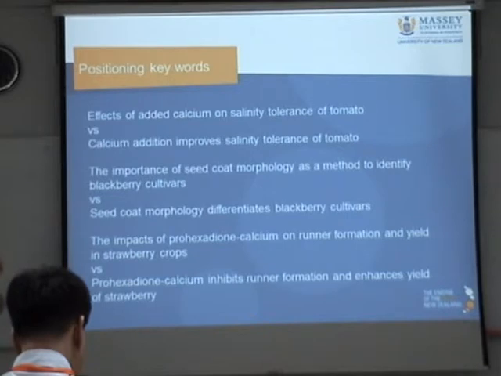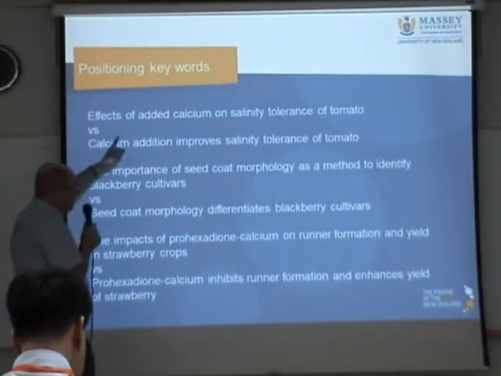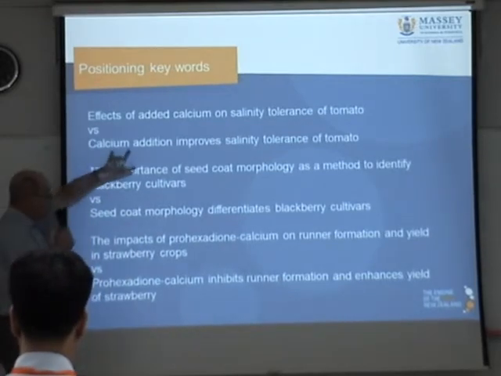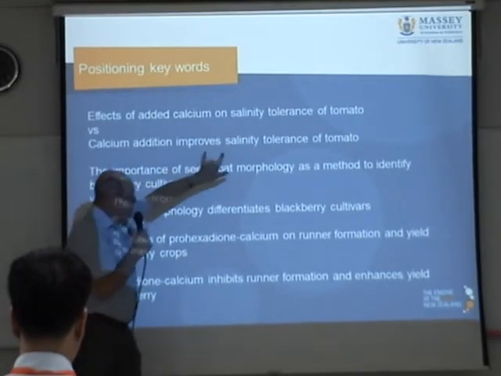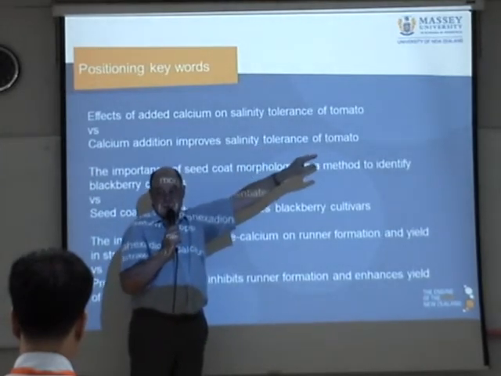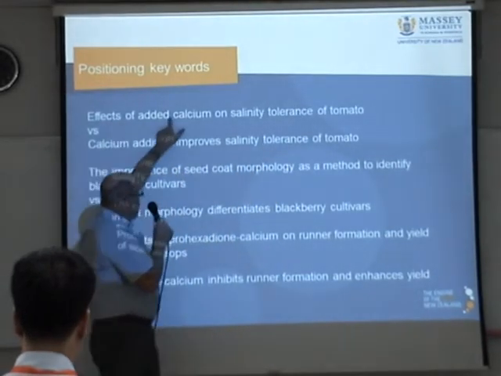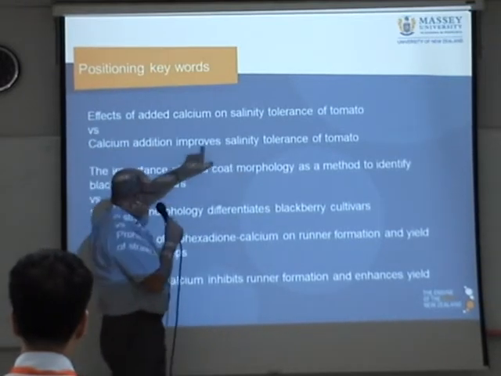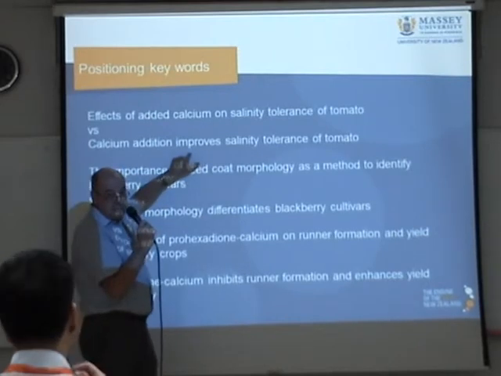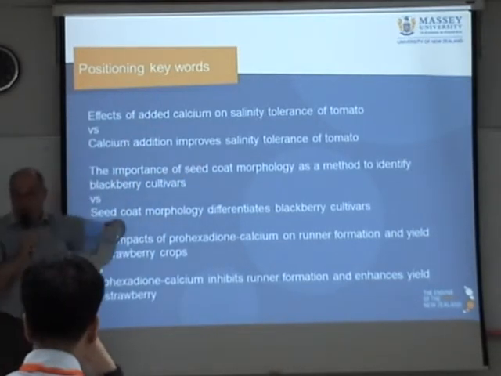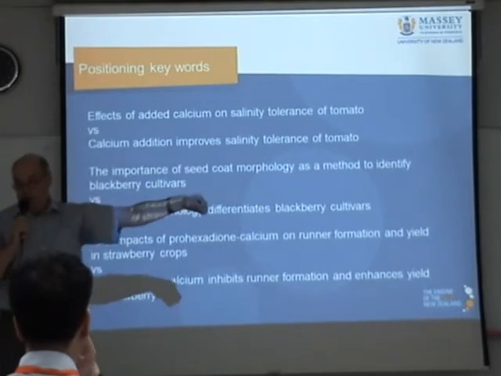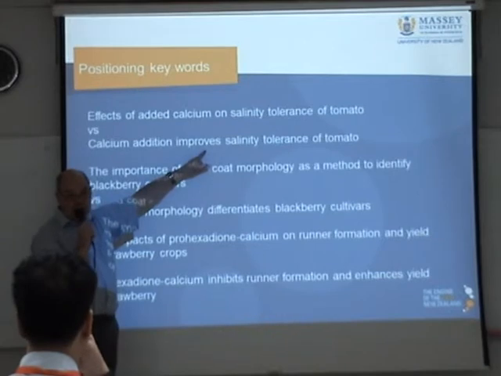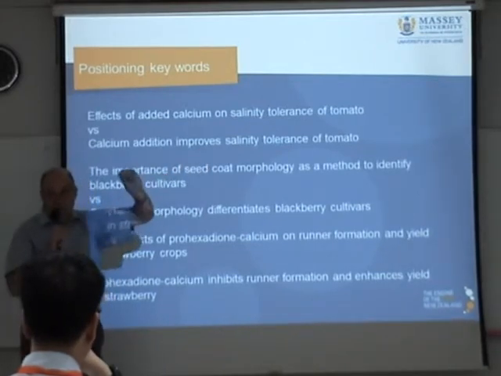Here's some more. Effects of added calcium on salinity tolerance of tomato. Calcium addition improves salinity tolerance of tomato. So we've gone from an effect of to saying what the effect was. So if I see effects of, it might have been positive, it might have been negative, it might have been neutral, I don't know. But this title tells me that it was positive. That's very helpful information.